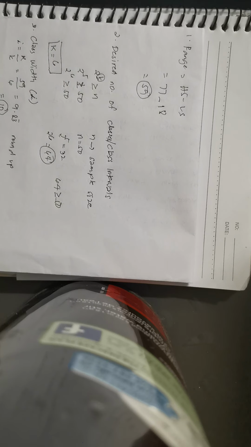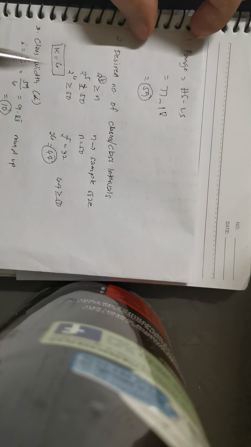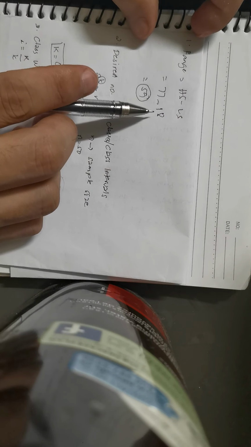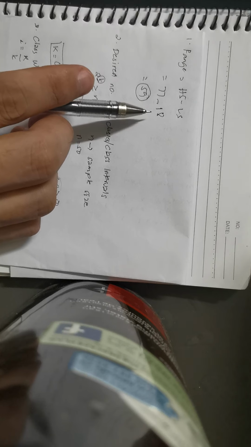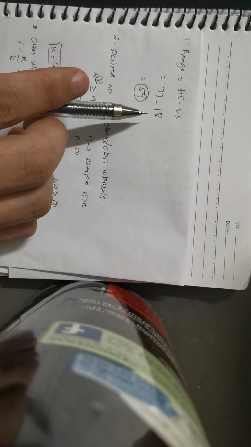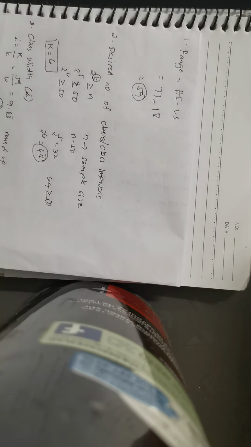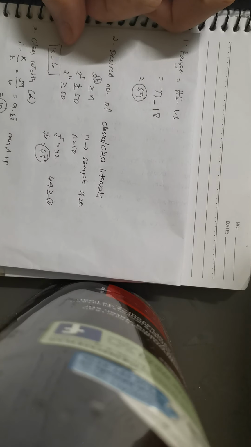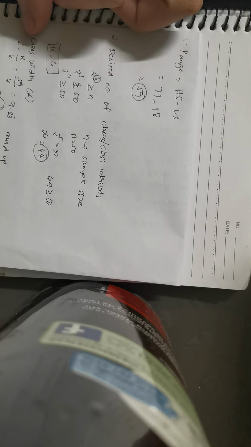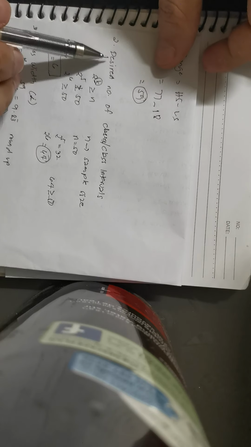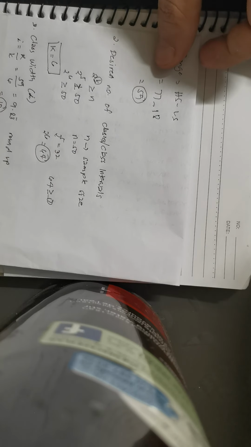So we have now the three steps. We have the range, which is 59 years old, between the oldest and the youngest traveler recorded, the randomly selected 50 travelers recorded by the SJS Travel Agency. Then we identified our desired number of classes, or class intervals. We have 6. And we also identified our class width, or the width for each class interval. We have 10. Okay, as following the whole process.